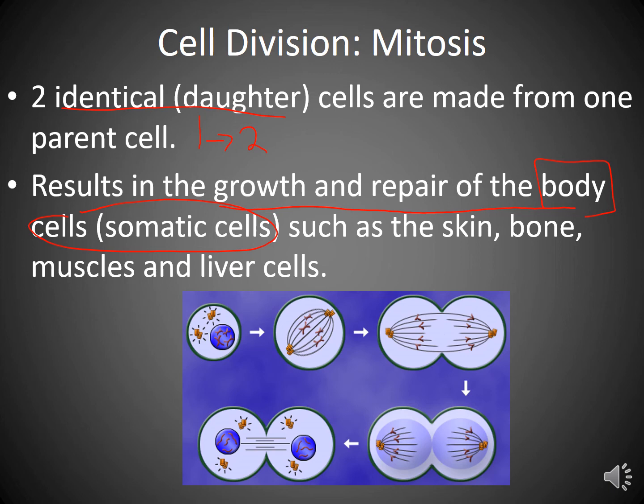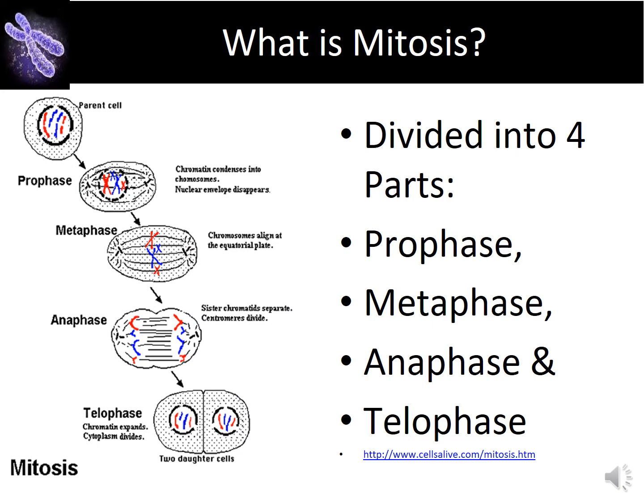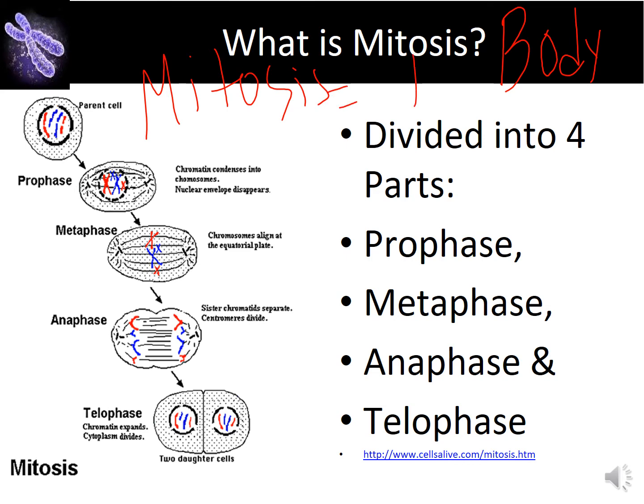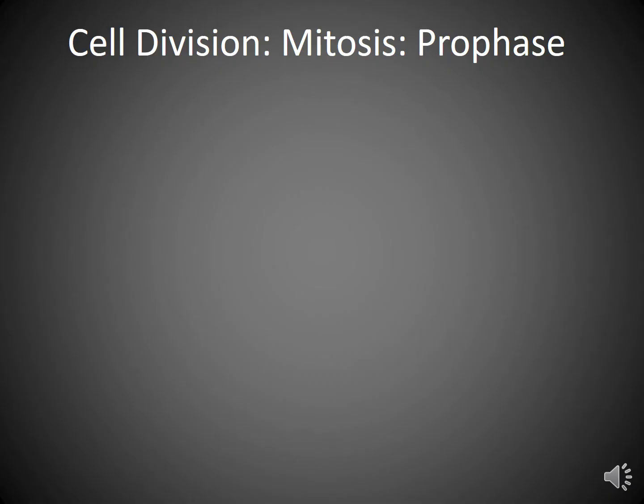Because they have to be identical. So, what is mitosis? This is mitosis, my body. Okay, say it with me. Mitosis is my body. So, whatever has to do with my body, not my sex, but my body. Okay, so it's divided into four phases: prophase, metaphase, anaphase, and telophase.